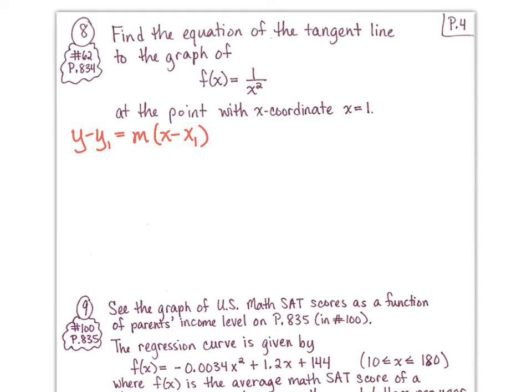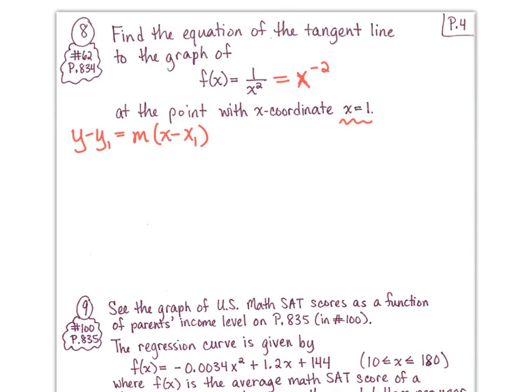M, how do we find m? We find the derivative, right? That's your slope. So it's going to suffice for us to rewrite f of x as what? How do you want to rewrite it? Well, we can write x to the negative second. Good. Rewrite it as x to the negative second. Very good. And then we know what x is. X is equal to 1. So we know what x1 is. We should find out what y1 is. How do we find out what y1 is?